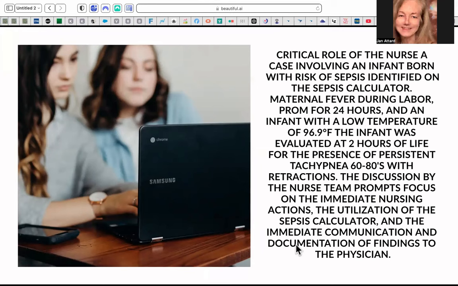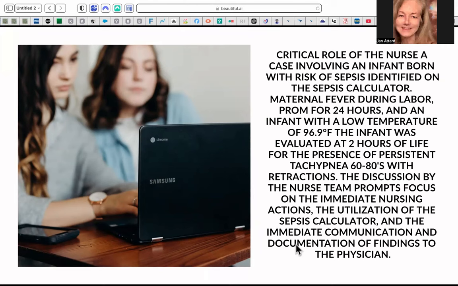What's going on? We're at 2 hours of life and the breathing is 60s to 80s, way too high. With retractions, what could be happening? Fluid in the lungs. Are we going to get a chest x-ray? Are we going to immediately transfer this baby? Sometimes they want us to keep this baby and monitor in transition, okay?